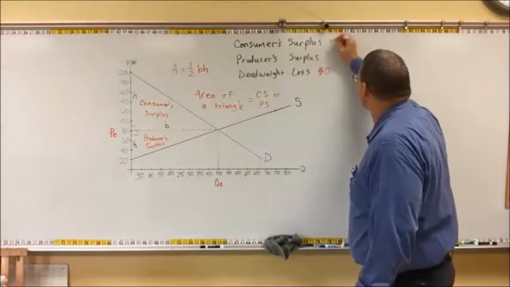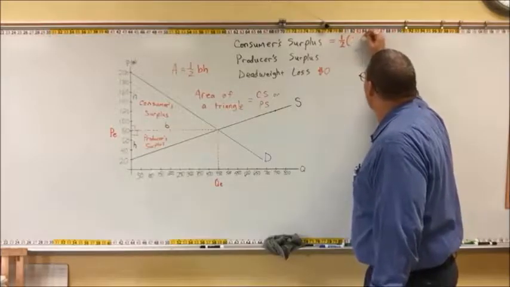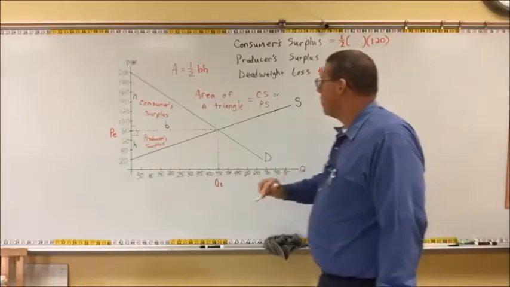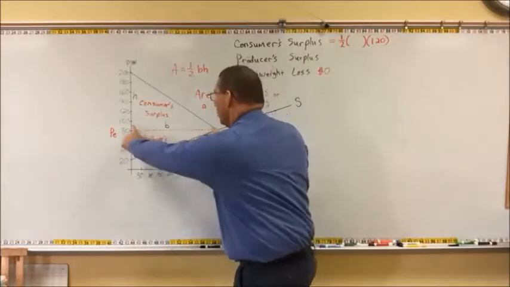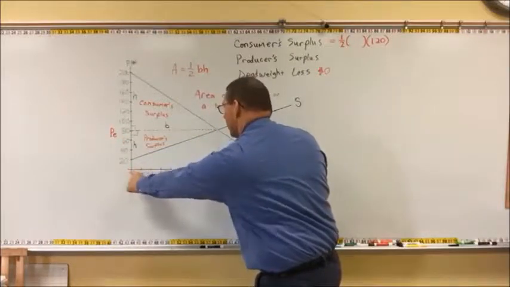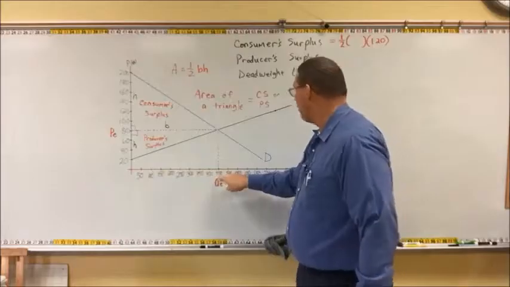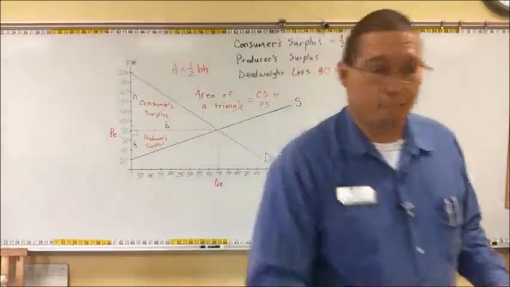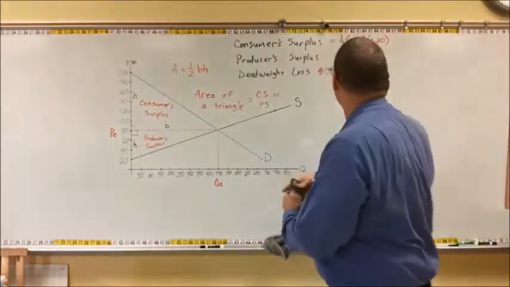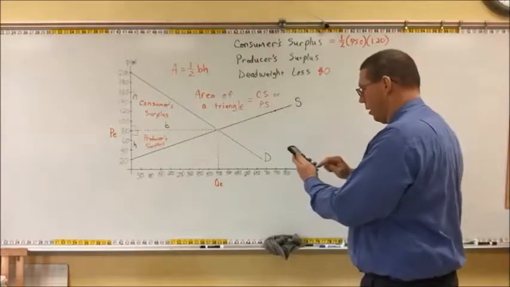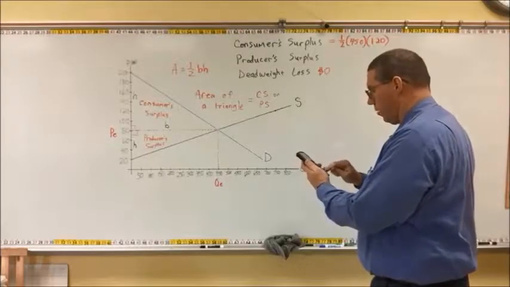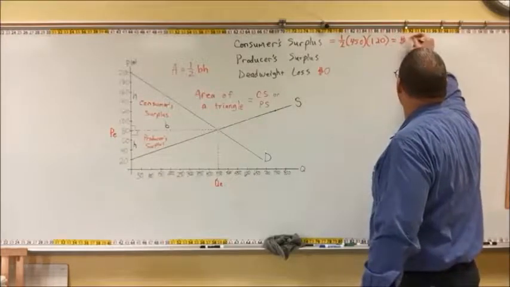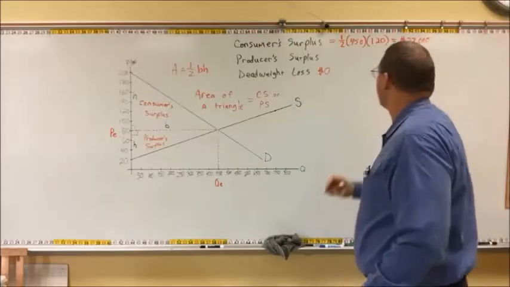So consumer surplus is going to be 1/2 times whatever the base is, and then the height, in this case, is 120. Now the base is the distance from here to here, which happens to be the equilibrium quantity. The distance from here to here is 450. So we're going to put a 450 in here. And now we can just grab a calculator and calculate 1/2 times 450 times 120, and I get 27,000. And so the consumer surplus in this market right now is $27,000.